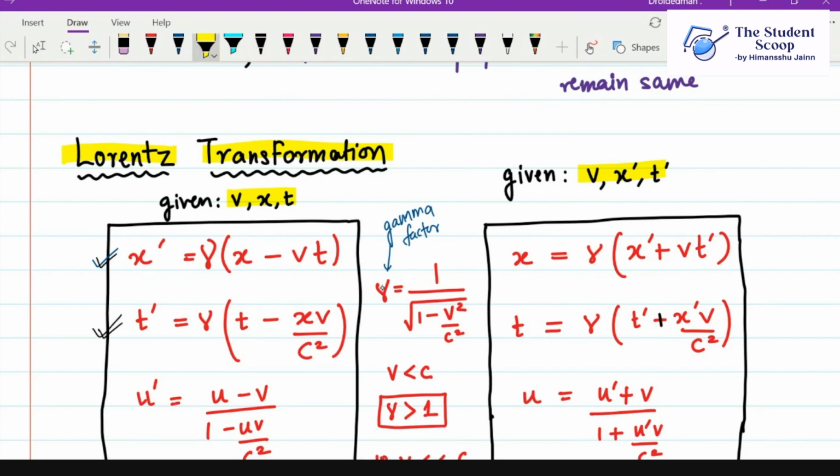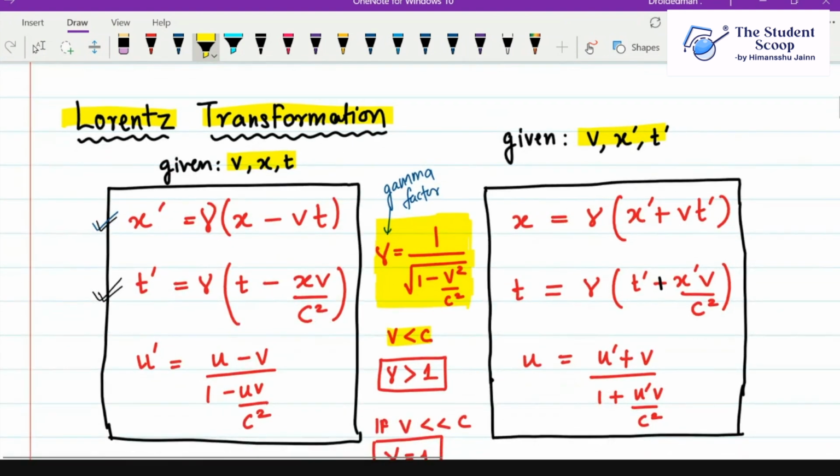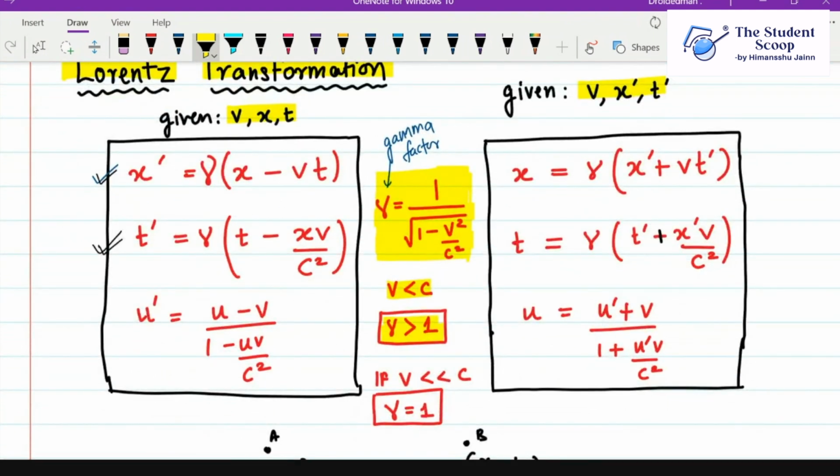So what is this gamma factor? This gamma factor is nothing but 1 over root of 1 minus v square by c square. Now, in most scenarios, you will find that v is given in terms of c only, so whenever you square it, the c square also gets cancelled. Since v is less than c, the gamma factor will always be greater than 1. In regular scenarios, like a car moving on a road, the velocity is much less than the speed of light. In that case, the gamma factor will be equated to 1.